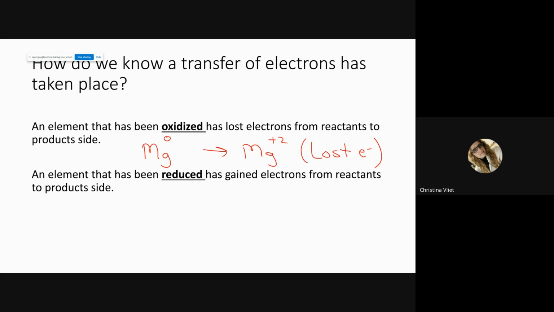Like losing my money. I don't really know where it is, but I know where it went. It's gone from me and to the casino owners, right? So magnesium in my example I showed you earlier has lost electrons. Therefore, we would say in that process that magnesium has been oxidized.